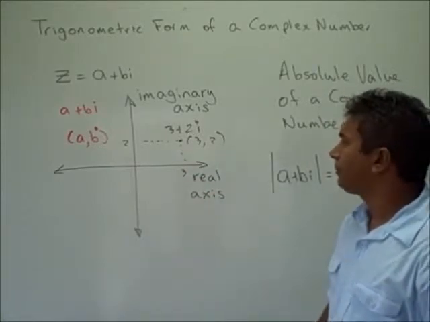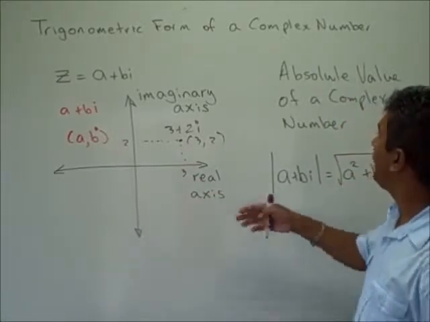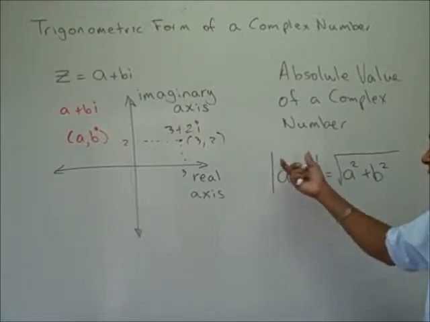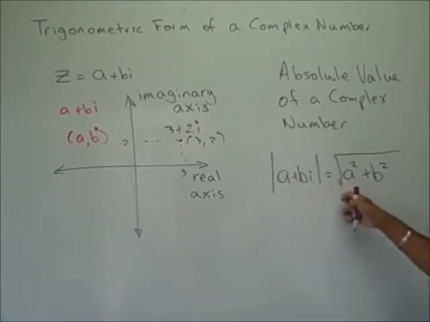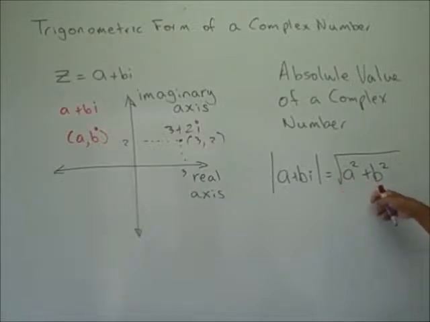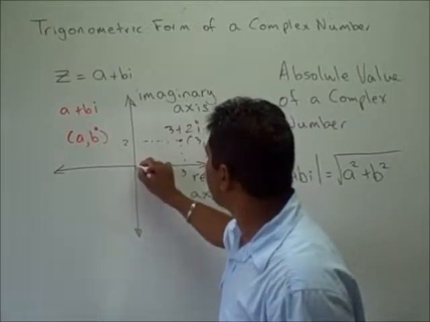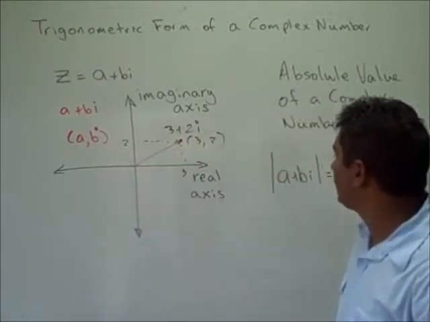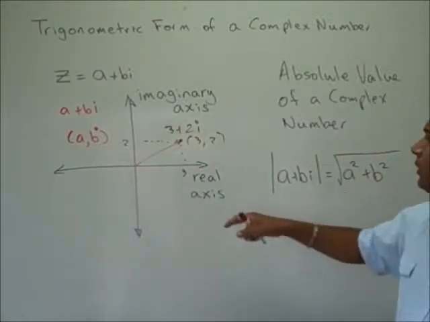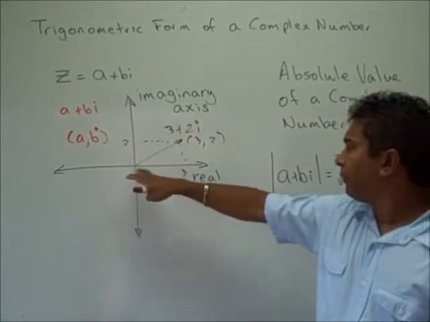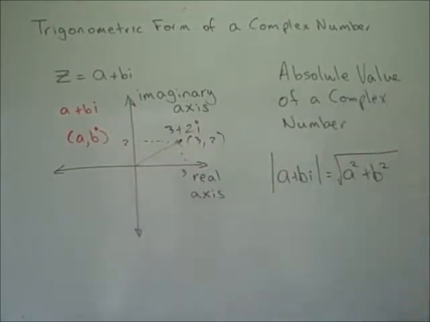imaginary axis. To find the absolute value of a complex number, the absolute value is the square root of a squared plus b squared. Since the absolute value is defined as a distance from a point, we can use our distance formula. And here you can see, by using the distance formula, we get the distance from 0 to the point.